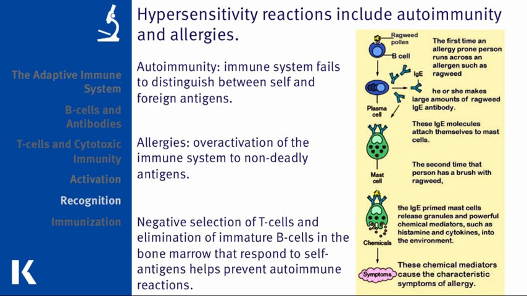In the ideal healthy immune system, T cells and B cells that would react to good self-antigens and non-dangerous environmental proteins are downregulated, so usually hypersensitivity isn't a problem.